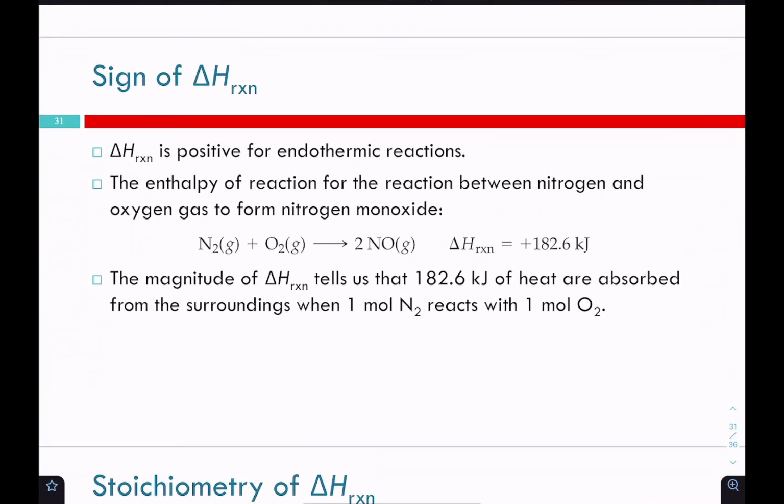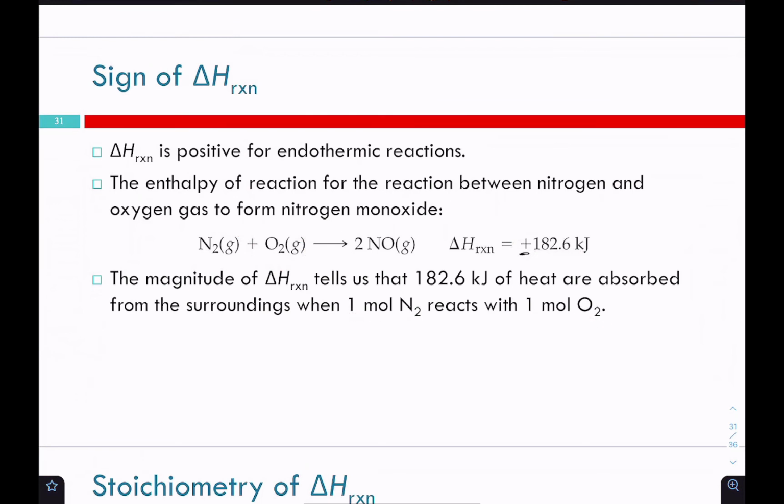For endothermic reactions, the opposite is true. So we have a positive sign here for delta H of reaction. When 1 mole of nitrogen reacts with 1 mole of oxygen, it absorbs 182.6 kilojoules of heat from the surroundings. So the size of this number tells us the quantity of heat that's being moved. The fact that it's positive tells us that it's being moved from outside of the chemical reaction into the chemical reaction. And that's per 1 mole of nitrogen and 1 mole of oxygen.